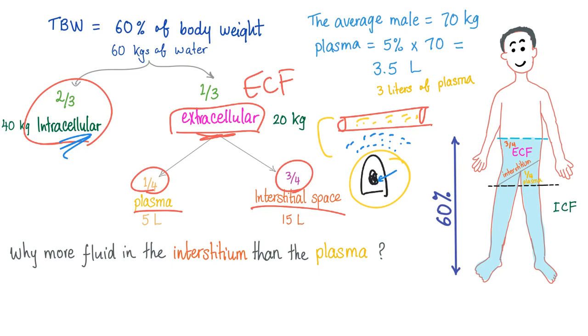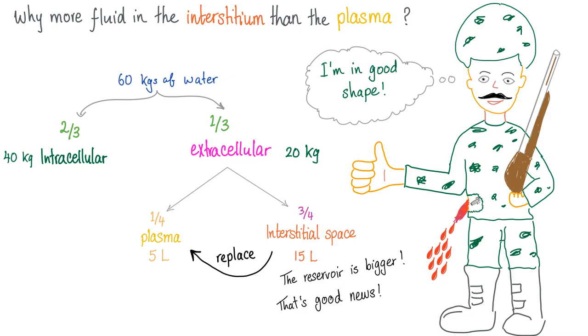The majority of the extracellular fluid is in the interstitium, not the plasma. Question: why do we have more fluid in the interstitium than the plasma? Good question. Let's meet Sam the soldier. Hey Sam, why do you have more fluid in the interstitium than in your plasma? And by the way, thanks for your service.